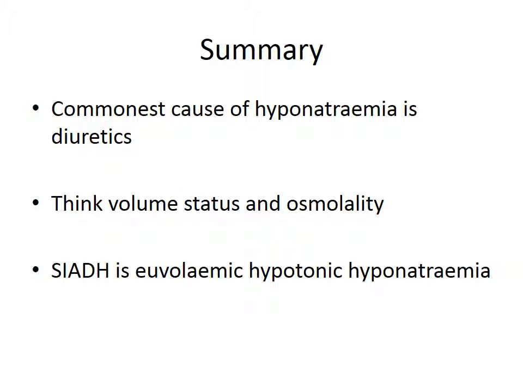So just to summarise what we've talked about today, the commonest cause of hyponatremia is diuretic use, such as furosemide and thiazides. Whenever you're confronted with hyponatremia in real life and when dealing with a patient, think about what their osmolality is and also think about what their volume status is. And lastly, SIADH, syndrome of inappropriate antidiuretic hormone, is an example of a euvolemic hypotonic hyponatremia. The commonest causes of these are malignancy and lung disease, and the most important way to treat it is to treat the underlying cause.